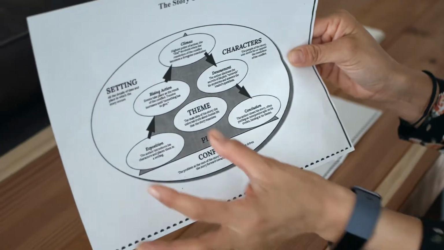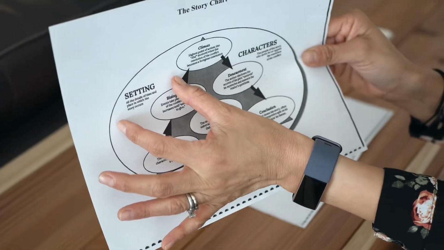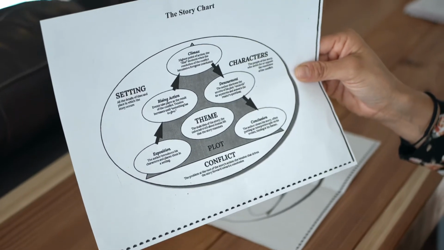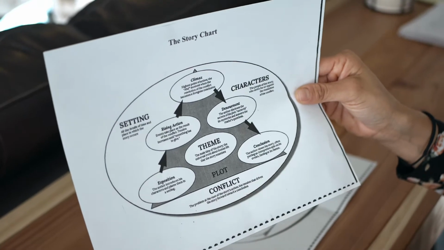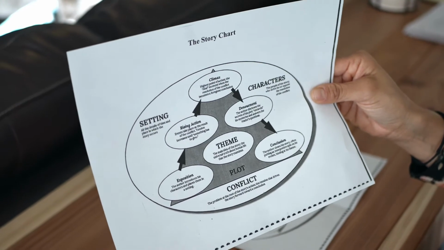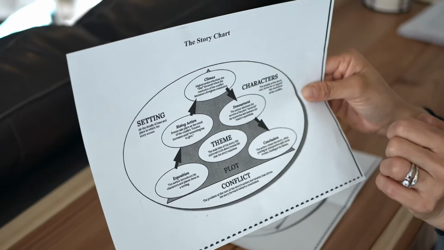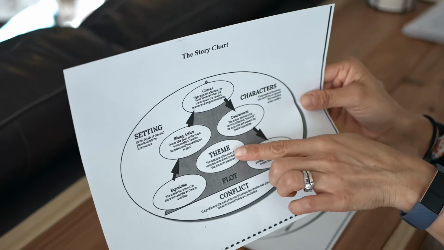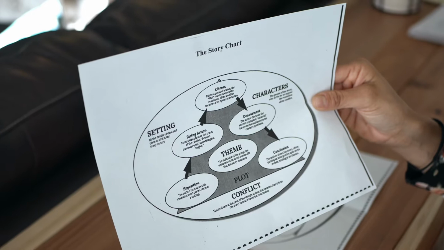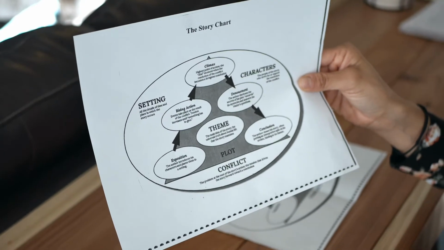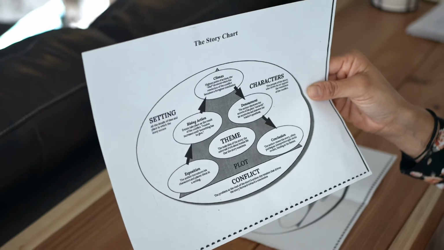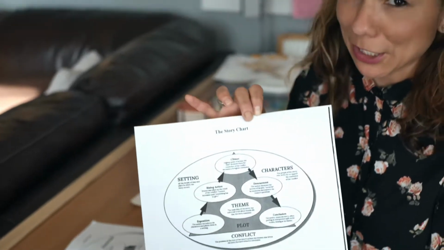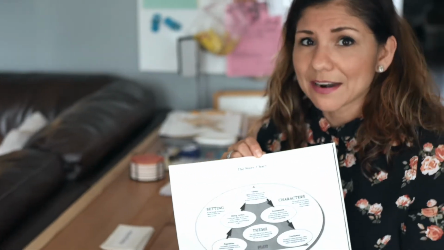Then you have different elements. The setting: where did it take place, what year? The characters: who are the protagonists, the good guys, the bad guys, etc. And then your conflict: what is the problem? What does the main character want in the story? And then the plot, which is the gist of this story. What's going on? And the theme. It's usually the main idea of the story, the universal truth, or I guess you could say the lesson learned in all this, right?